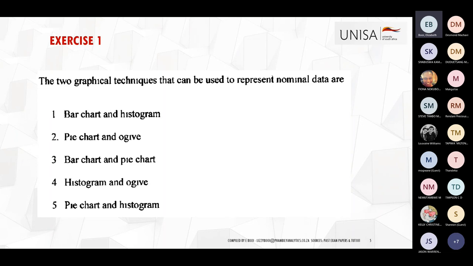The question is asking: the two graphical techniques that can be used to represent nominal data are, do you know what the answer is? Is it number one, number two, number three, number four, number five? It is number three. It is just a bar chart and a pie chart that can represent nominal data because nominal data are categorical data.